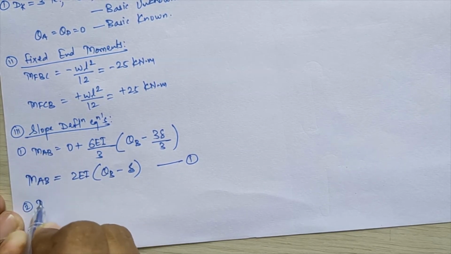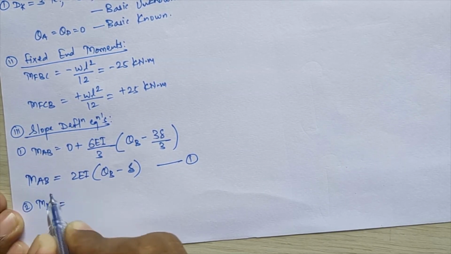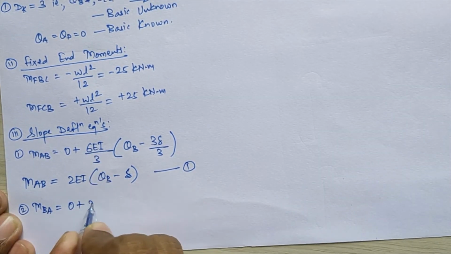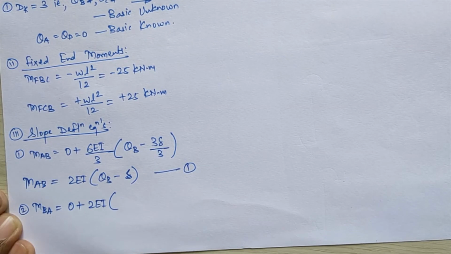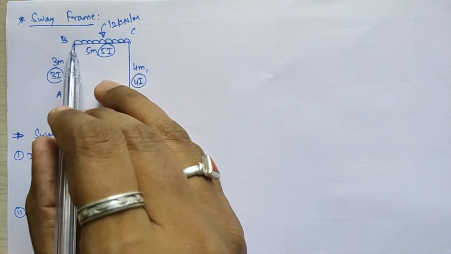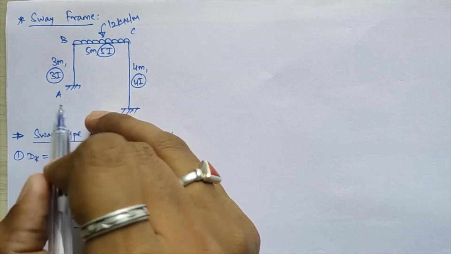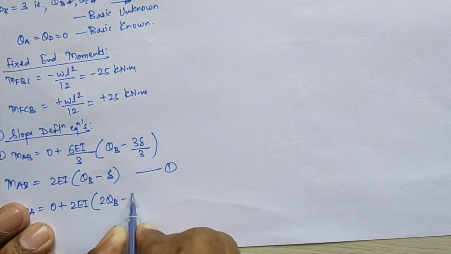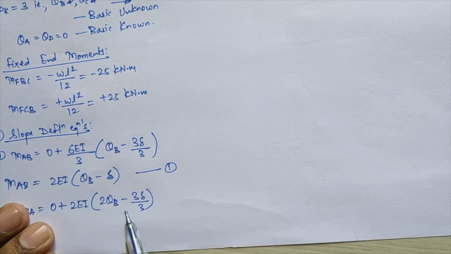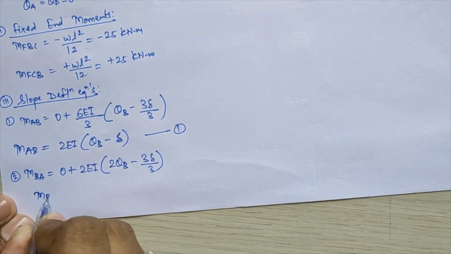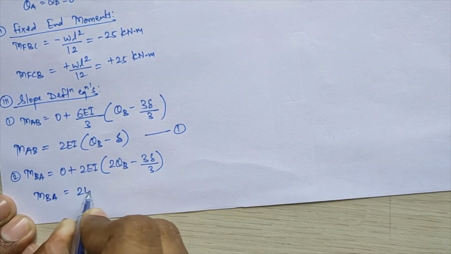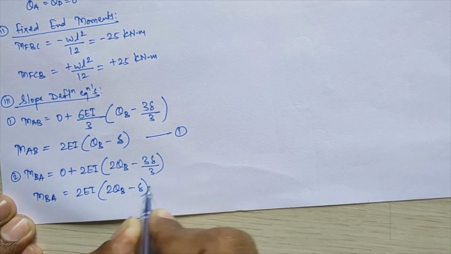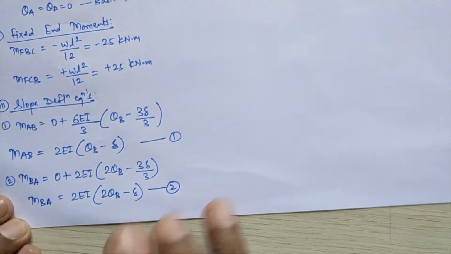Second equation I'll calculate for MBA. Okay, MBA again, MFBA is 0 plus 2EI upon L, so 6EI upon 3, that I'll get again 2 times of EI in bracket. Near end will be your now B, far end will be A, but far end is your 0 rotation, so that will come equal to 2 times of theta B minus 3 delta divided by 3. So this MBA equation you will get as 2 times of EI into bracket 2 times of theta B minus delta. I'll call this as equation number 2.